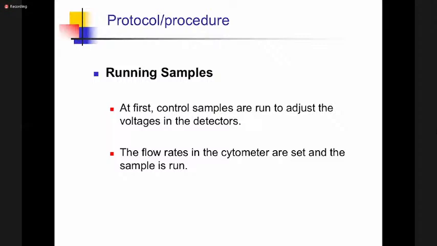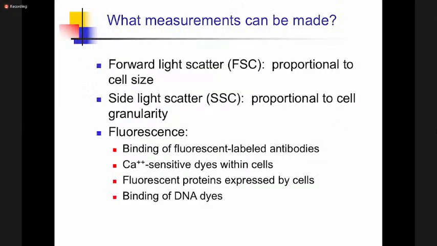And running sample, you must have control beside it. Just like you're doing any other procedure, you have to have negative and positive control to guide you onto the detection of the target marker which you are looking for in your cell. And the flow rates in the cytometer are set, and then sample will run in the fluidic medium. I'll show you just that shortly. But before we go to that, let's look at what measurements can be made in the flow cytometry.